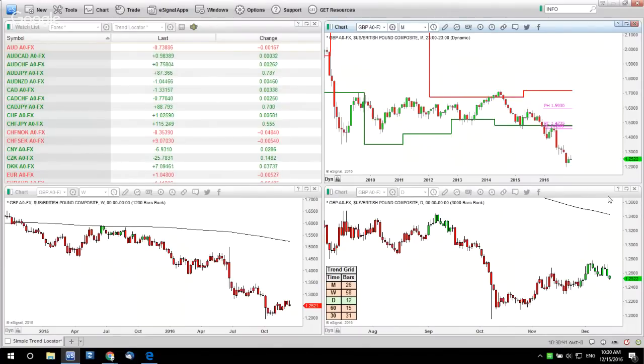If I don't have that combination, I stand aside. Sometimes I look for a pullback. So if the trend filter is red on the weekly but green on the daily, that could potentially be setting up for a pullback opportunity.